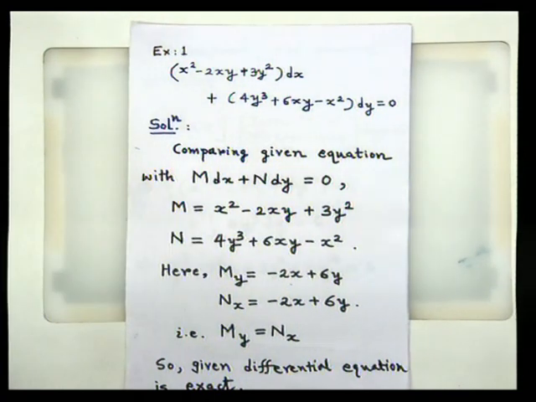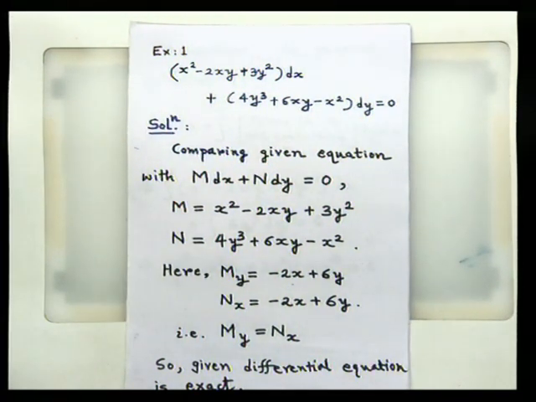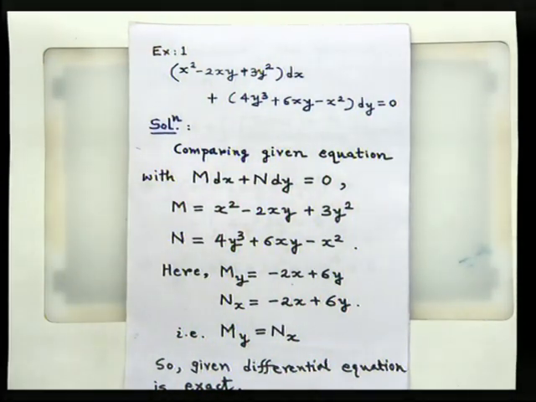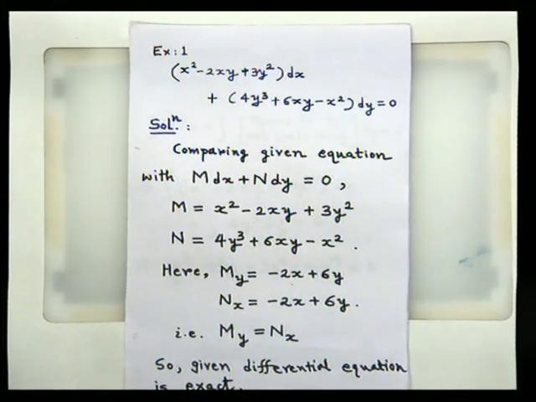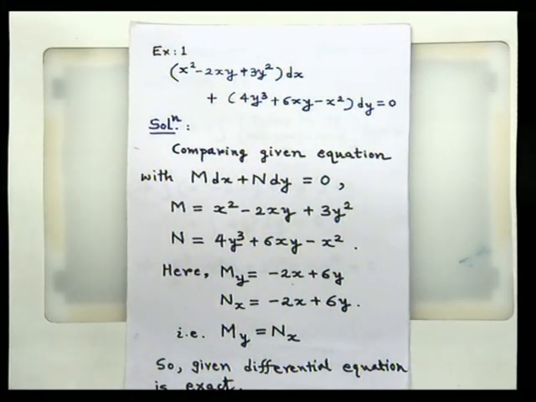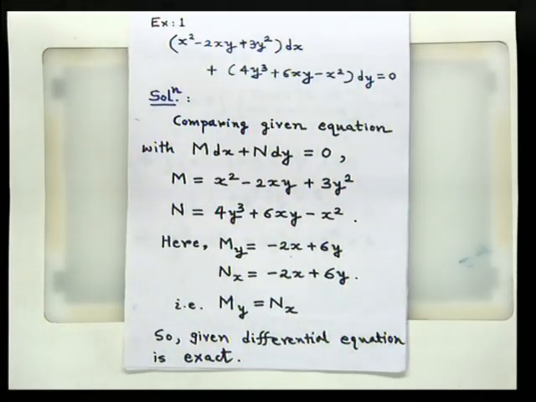So here we find the partial derivative of m with respect to y, that is my, and partial derivative of n with respect to x, that is nx. So expressions of my and nx, as we see, they are the same, and this implies that the given differential equation is an exact differential equation, and so we can give the solution by the condition that we derived earlier.